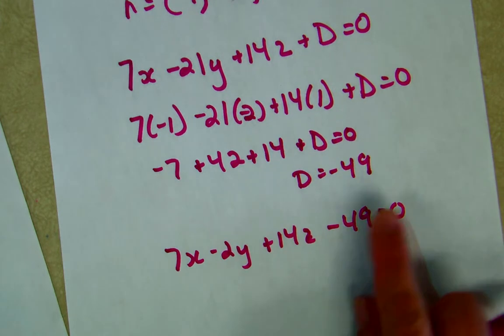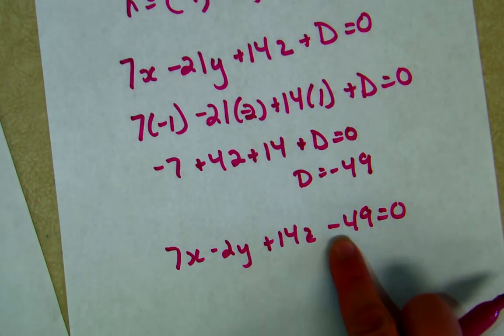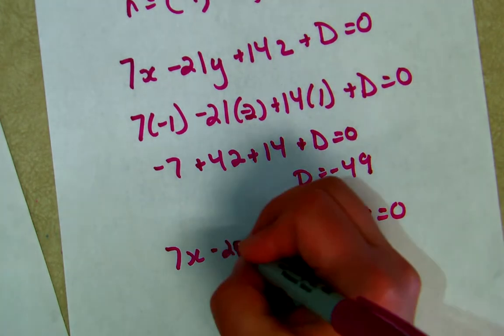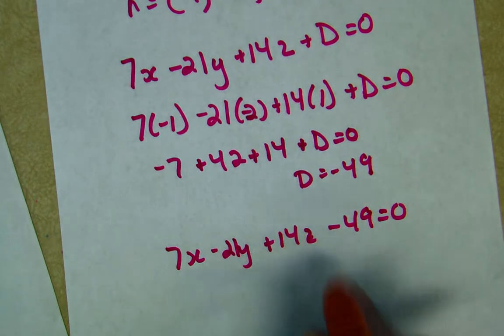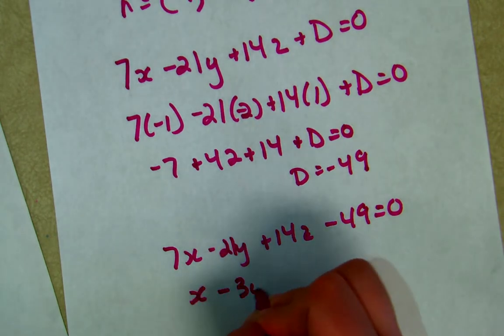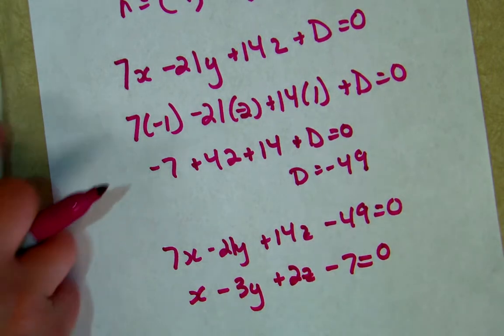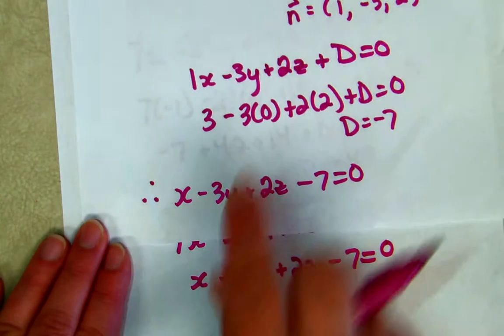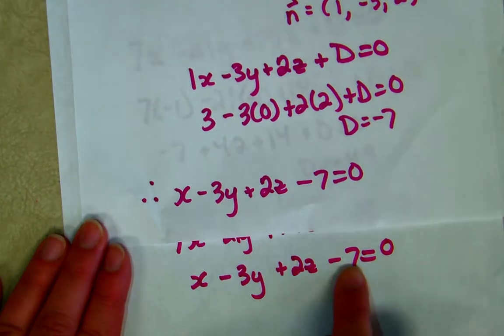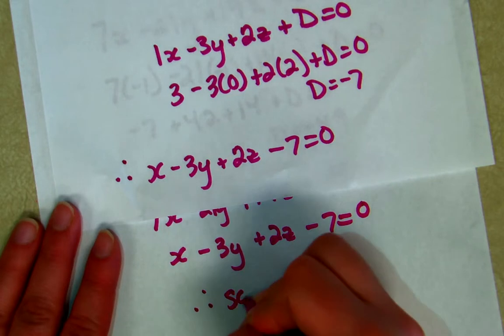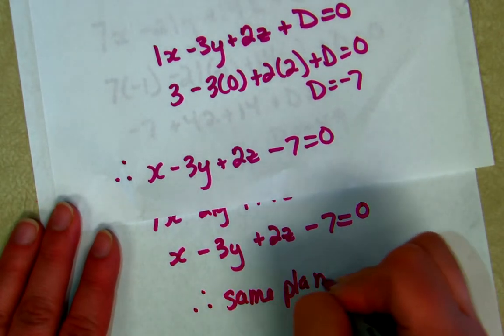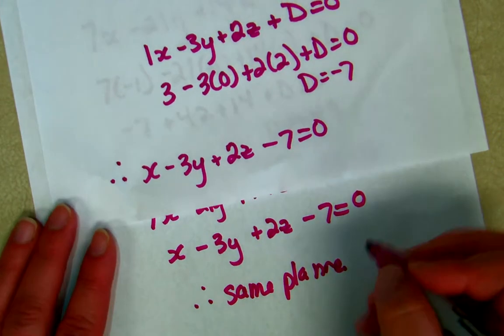But this is not considered scalar form because it's reducible. I can divide everything by 7 to get x minus 3y plus 2z minus 7 equals 0. And if we go back to our answer from question A, it's the exact same plane. So therefore it is the same plane because it has the same scalar equation. A plane can have many different vector equations, but there can only be one scalar equation.